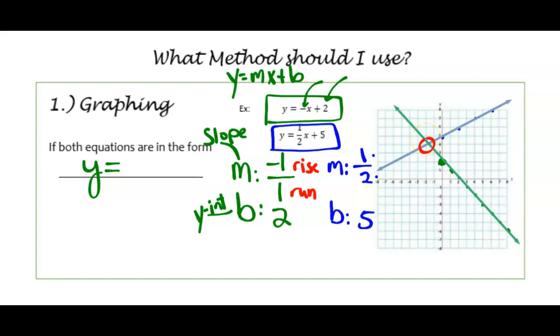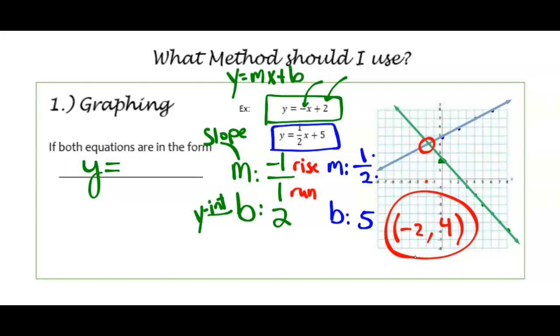Okay, what is that point? -2, comma, up 1, 2, 3, 4. And that's my answer. -2, 4. All right. You think you can do that? You'll have some practice in a few minutes.